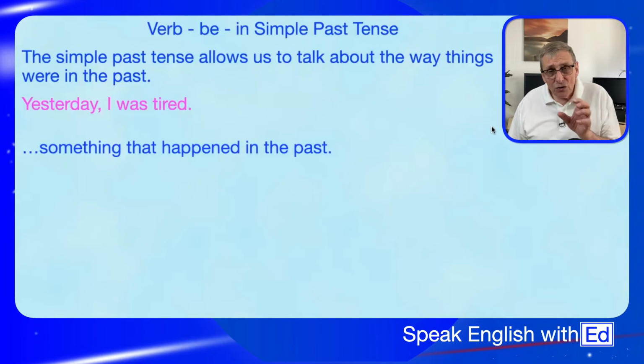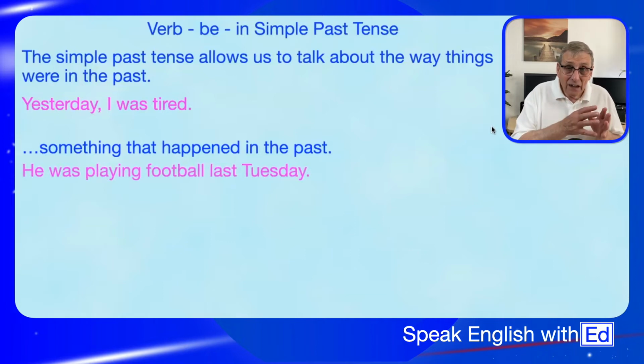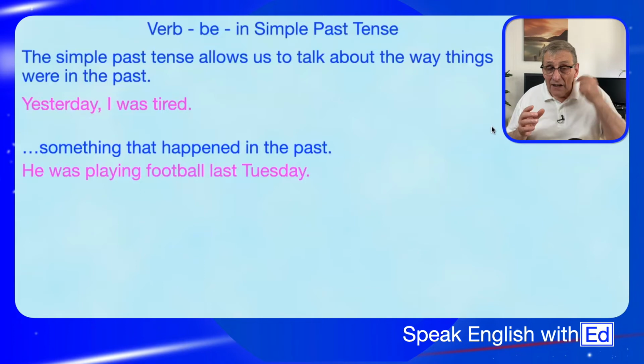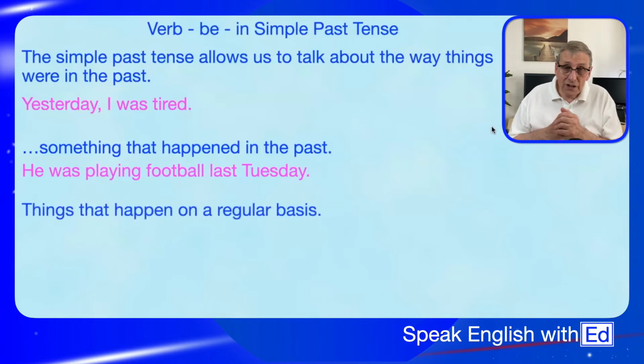We can also talk about actions that have already happened, that happened in the past. So he was playing football last Tuesday. Last Tuesday is in the past, it's already gone. So he is a single subject, so we use a single verb which is was. So he was playing football last Tuesday.